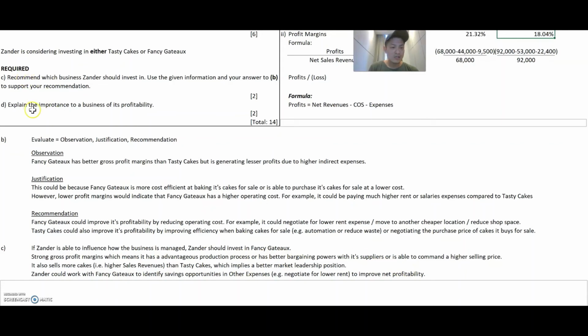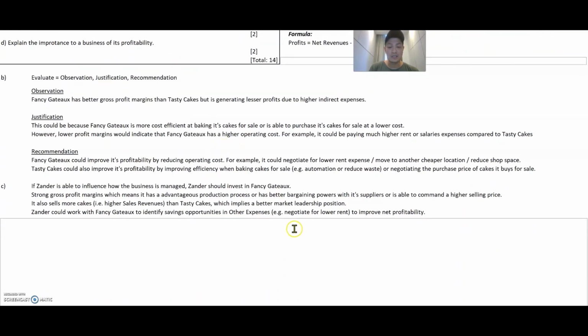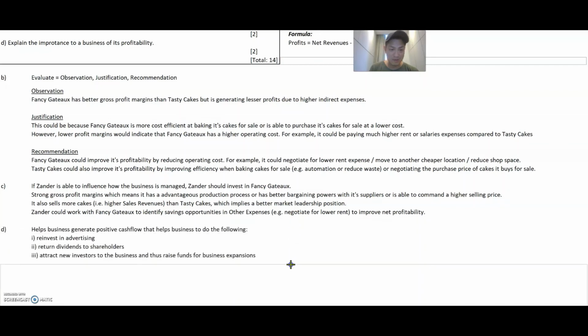The next thing is to explain the importance of profitability to the business. Now, profitability to the business is key, right? Ultimately, if you're in a business, you want to make profits, and that would help you continue with the business on an ongoing basis. But there are some important things that profits would help with generating.